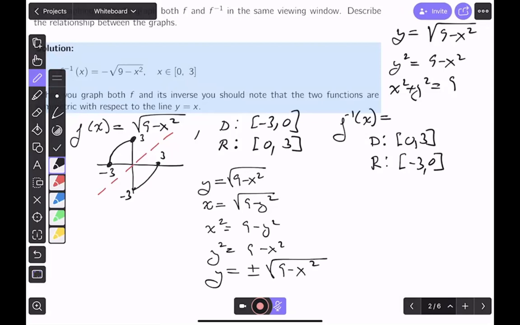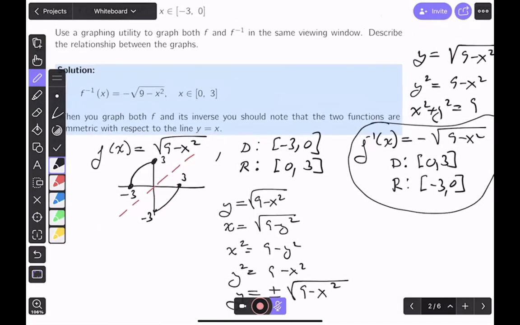Look at the picture though. What do I mean by that? Look over here. What does the Y have to be? Negative, if you look at that. So let's write that down. Then we'll look at the answer key. Minus the square root of 9 minus X squared. I'm going to put a circle around that, and I'm going to look at their answer.